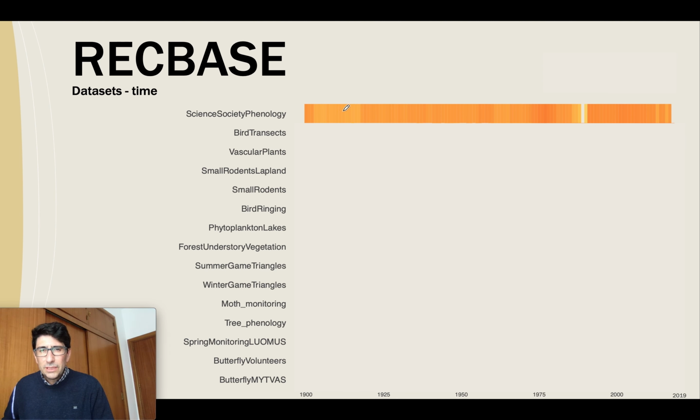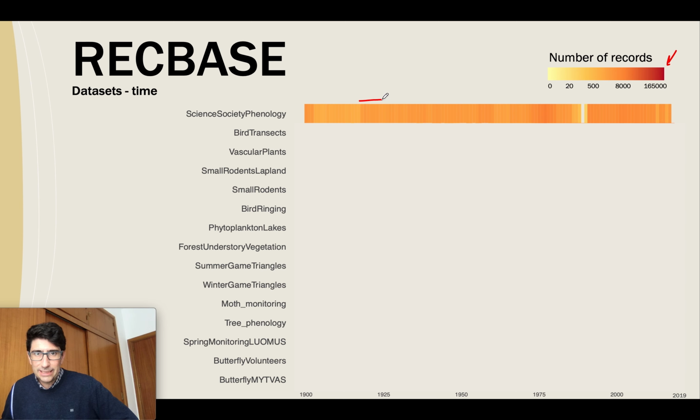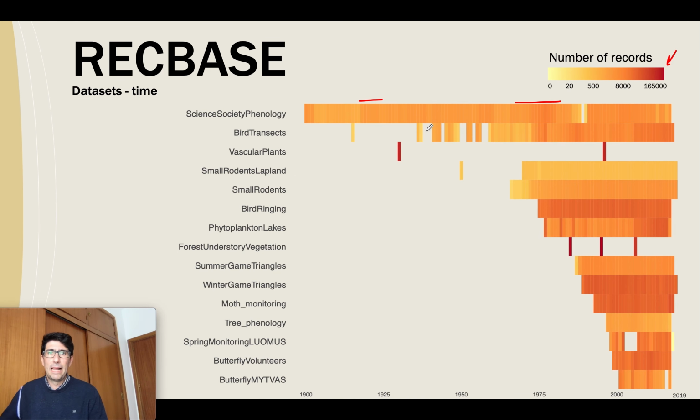So what do these colors mean? This color means the records. So the darker the color, the more records. You can see here slightly darker at some point, 1920. Darker here at some point, more records, more observations in the 70s, etc. And I'm going to show you the rest.